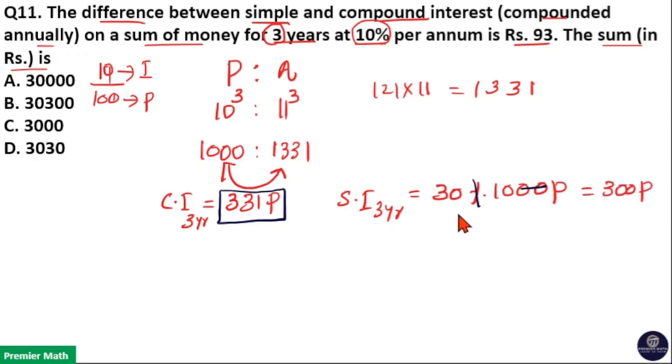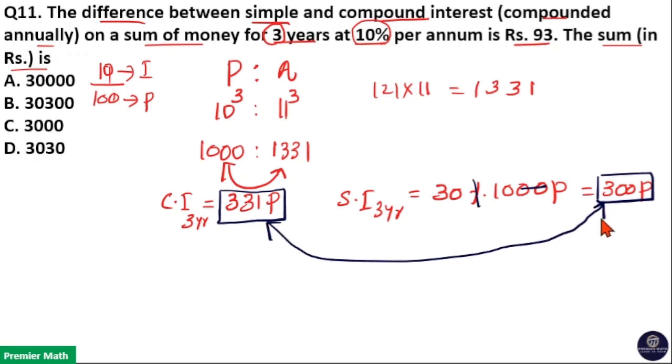That is, simple interest for 3 years is equal to 300 parts and compound interest for 3 years is equal to 331 parts. Now take the difference between 331 parts and 300 parts, which is equal to 31 parts. So 31 parts in the question is given as 93 rupees. That is, the difference between simple interest and compound interest is 93 rupees. So here 31 parts is the difference in ratio, but actual difference is 93 rupees. So write it: 31 parts as 93. That means 1 part is equal to 31 goes 3 times in 93.